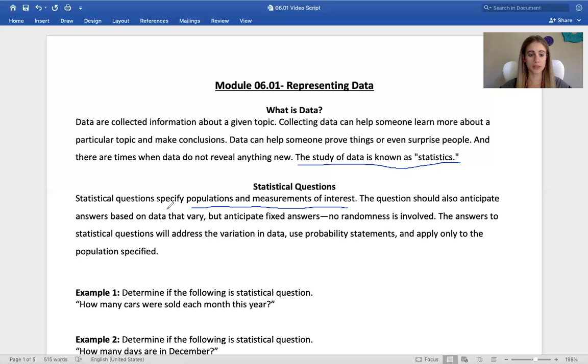But one of the key things is it needs to be based on data that can vary. But there's also no randomness involved. So there's a set parameter, but people can have different answers.